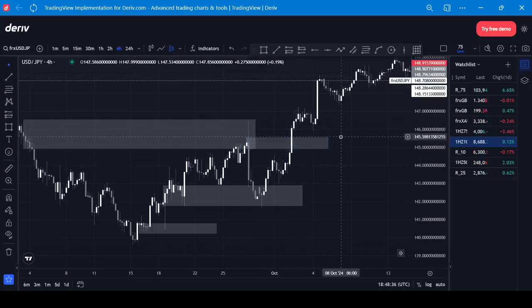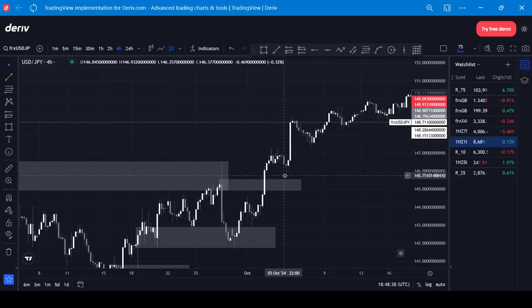So what do we do? Wait for price to come down to the demand level and then you buy from there again. You can see price goes down very close to the place and then you buy.